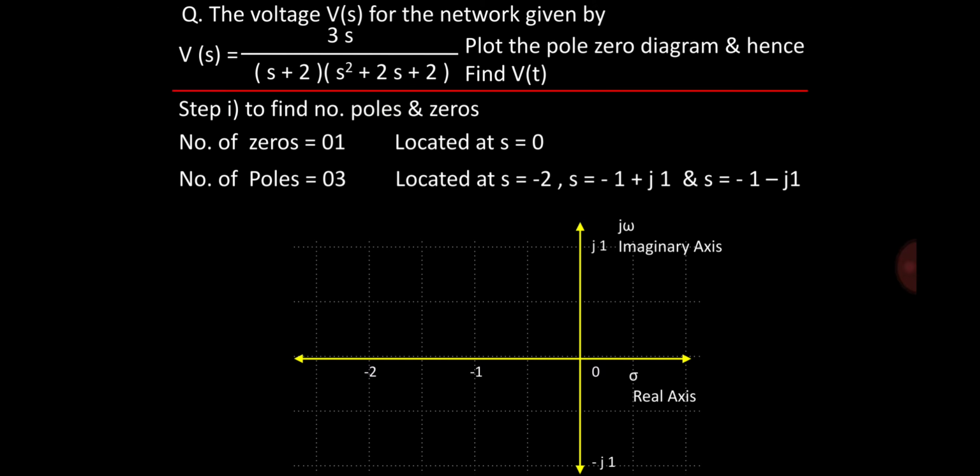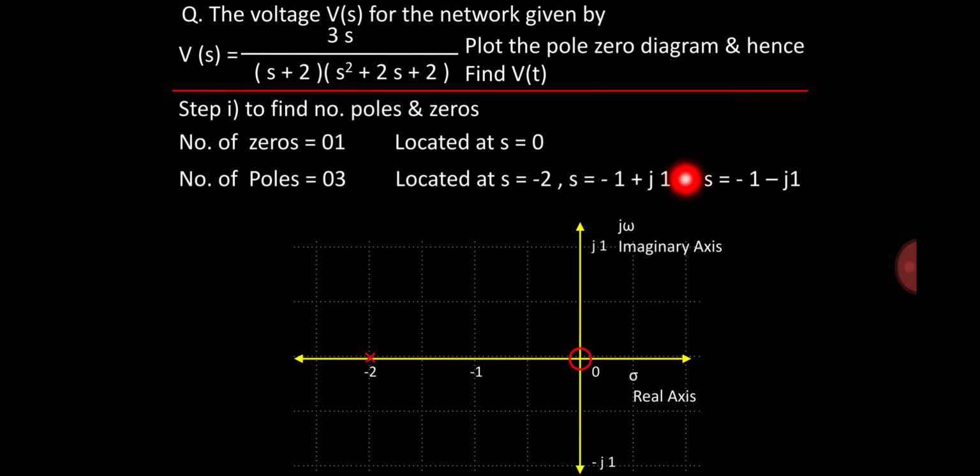Now first of all we will plot the zero. The zero is at s = 0, so our zero is lying on the origin. So we have plotted the zero. Then we have 3 poles. The first pole is at s = -2. A pole has to be marked by a cross and a zero has to be marked by a circle. So the first pole we have plotted at -2.